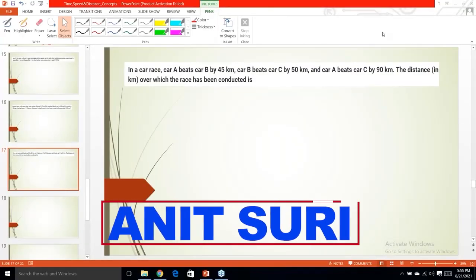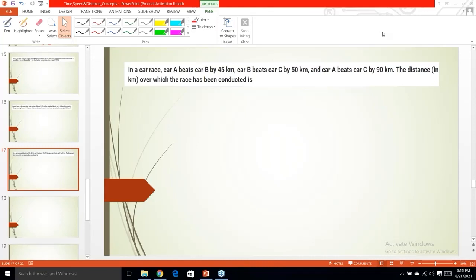I just want you to read this question, right? This is a different kind of question, but the concept is still the same. I'll show you. You'll still be dealing with ratios of speeds, but here they're asking you to find the length of the track, right?